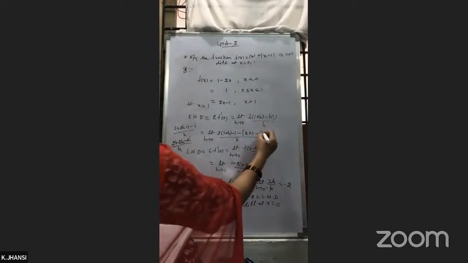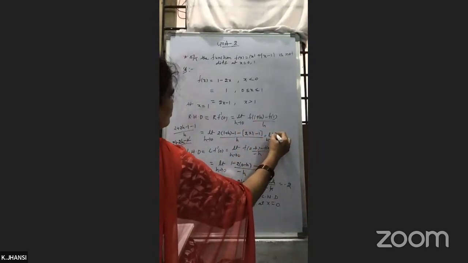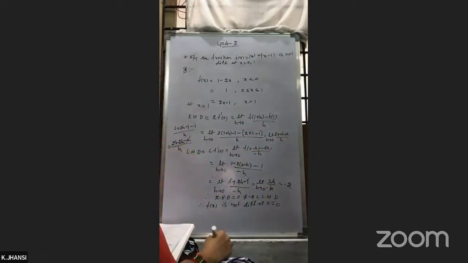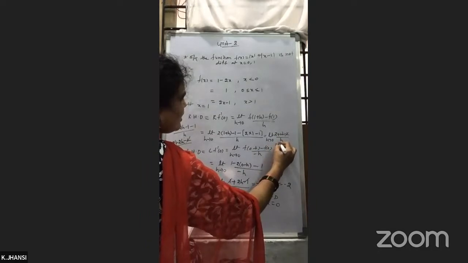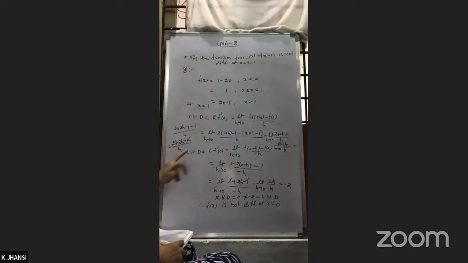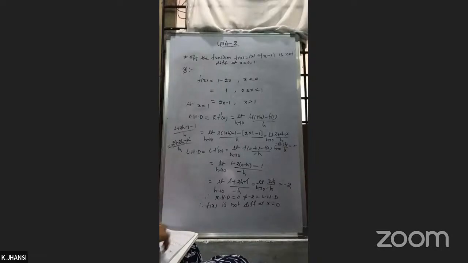Okay. So here I am writing the direct one, that is limit h tends to 0, 2 plus 2h minus 2 by h. So 2 will get cancelled. And here if you take limit h tends to 0, 2h by h, so I'll get the answer as 2. Okay. RHD value is 2. Don't get confused.